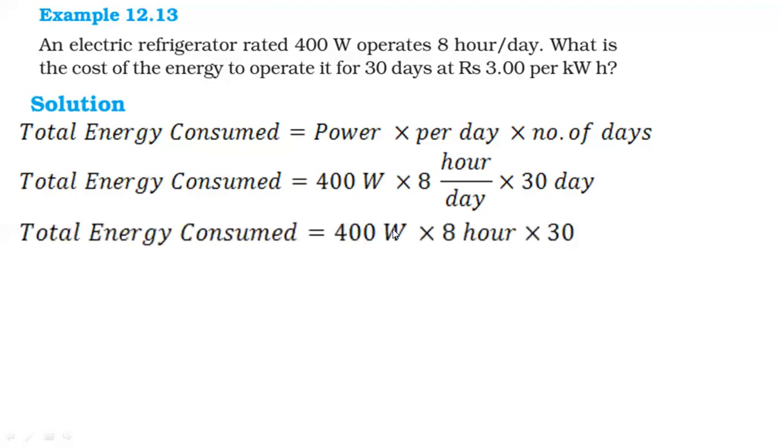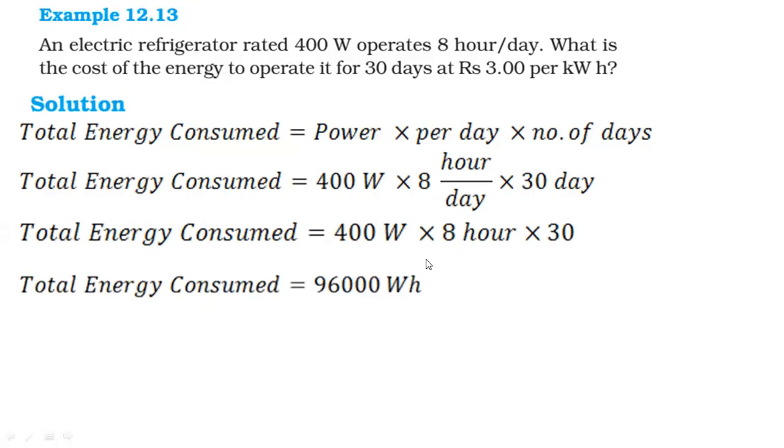So it will become 400 watt into 8, where that day and day has been cancelled. So what is remaining? 8 hour into 30. Now it's a simple calculation. After multiplying, what will be the unit? Watt hour, right? The multiplication is 96,000 and this watt and for hour, I will write H. So it will become watt hour. We have to calculate our total bill, so hence we need to convert this into kilowatt hour, kWh.